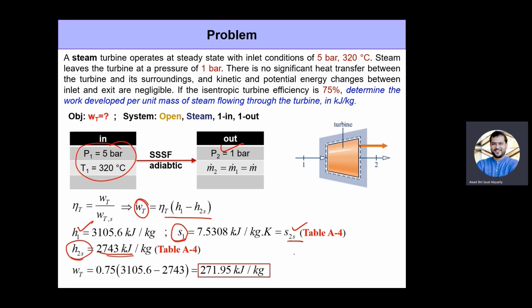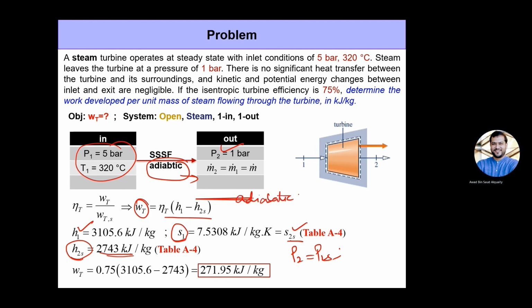So it's really important to remember that P2 is equal to P2S, as we discussed before. The pressure at the exit does not change whether the process is reversible or irreversible. The other thing is that a process being adiabatic is not enough to make it isentropic. So not all adiabatic processes are isentropic processes. So it's important to remember this.